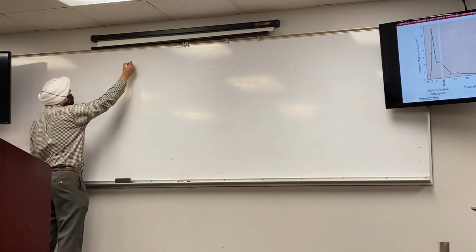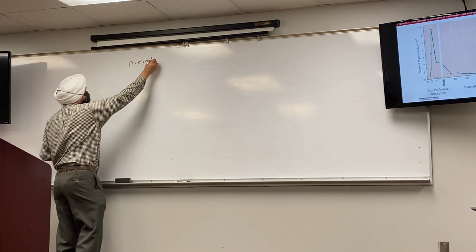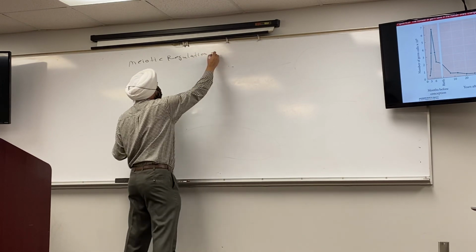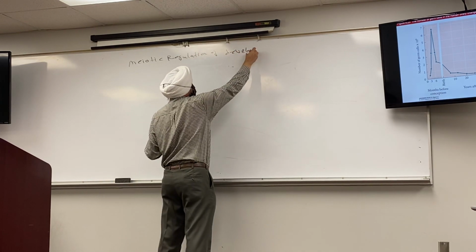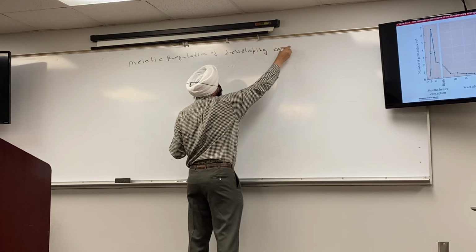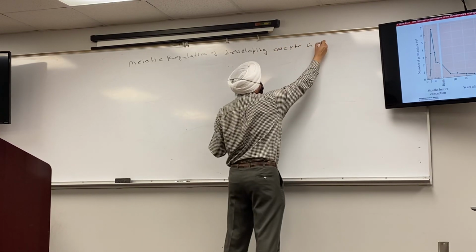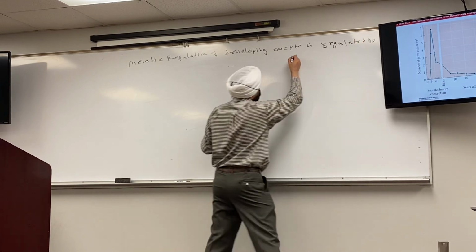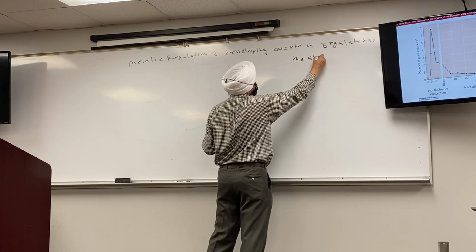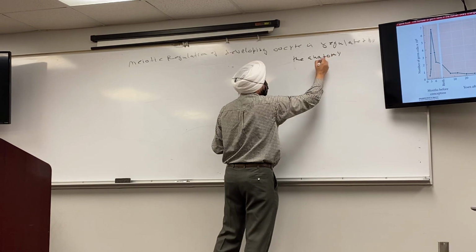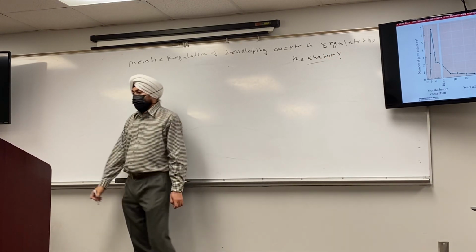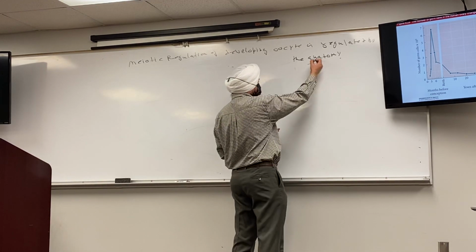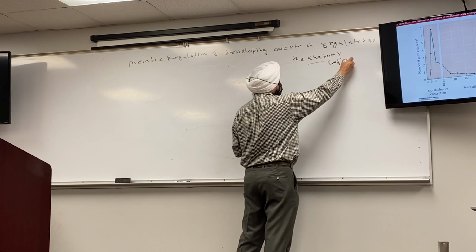So we are talking about this thing: meiotic regulation of the developing oocyte is regulated by the anatomy. And that anatomy is of what? Because they are in the ovary, so the anatomy of the ovary.